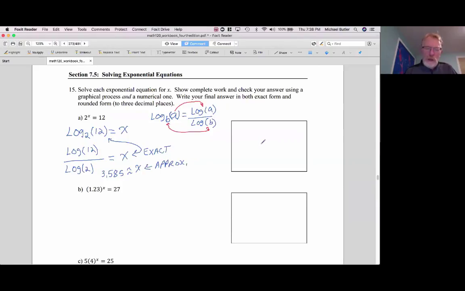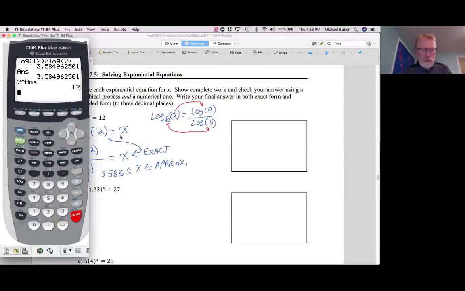All right, now they also wanted a graphical solution, so we need to go get the graphical one. To do that, we go back to the original equation, clear out what is in y1, clear out what is in y2, and put 2 raised to the x into y1, and put 12 into y2.